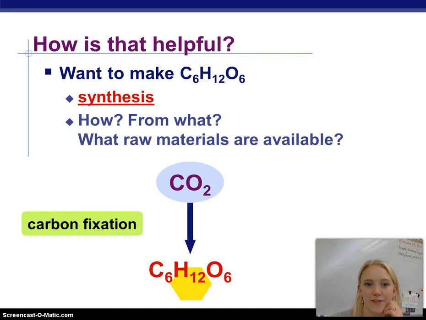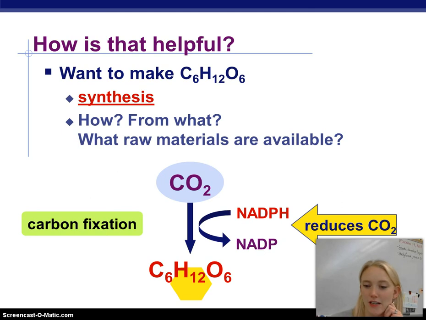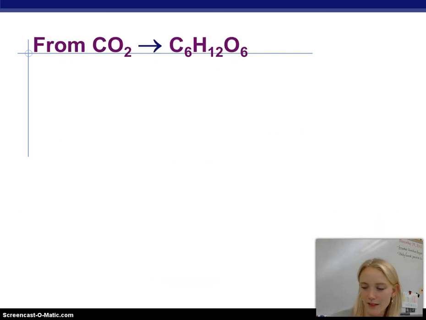So carbon dioxide to sugar. This is called carbon fixation. So taking carbon that's in the environment, that's in the atmosphere, and putting it into a usable form like glucose, carbon fixation. It's going to use NADPH, which is going to help reduce or build up. I know that sounds contradictory. We're not going to get into the chemistry behind it, but it's going to help build glucose.